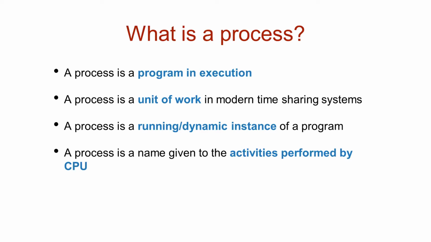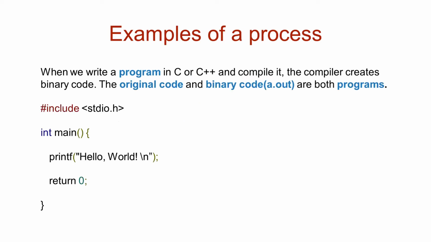Now let us understand this with the help of an example. Suppose you write any C program or C++ program. After writing, you compile your program using some compiler. Now this compiler will generate binary code. Notice that the original code and the binary code both are programs. The executable is a program. The executable will become a process when you actually run the binary code.